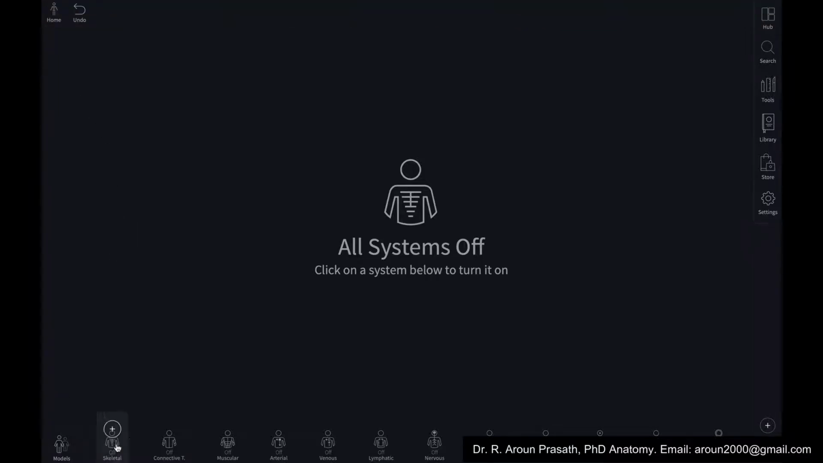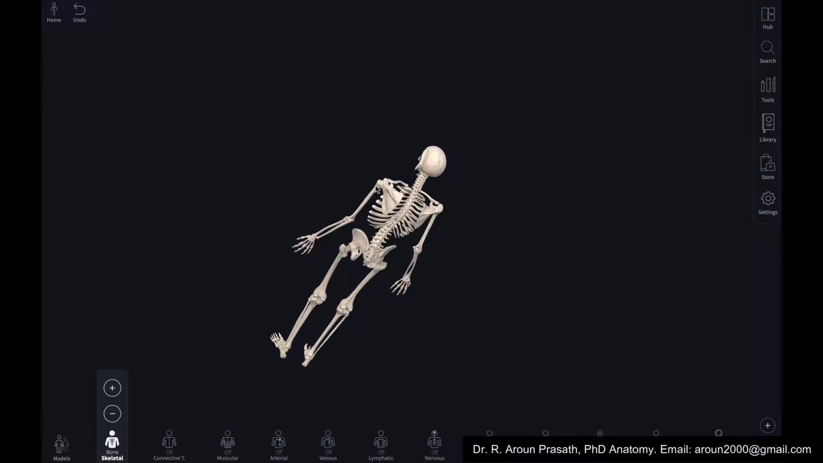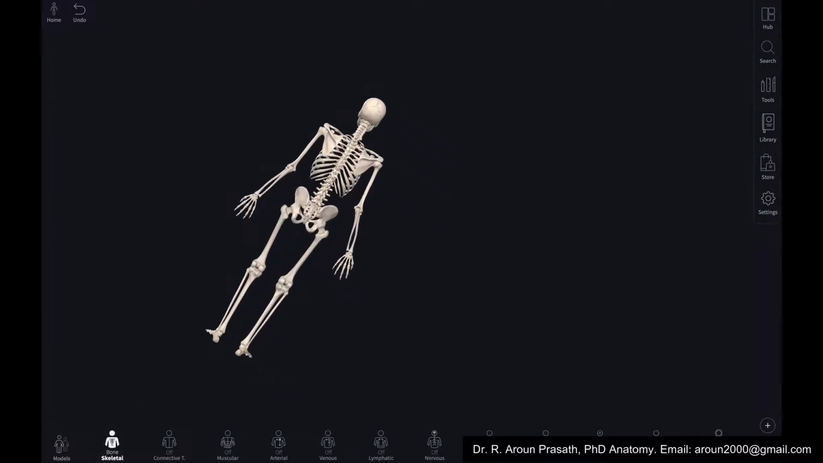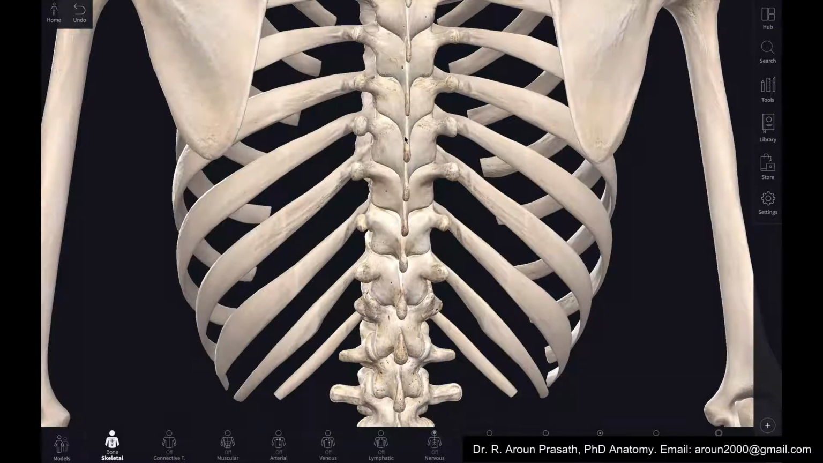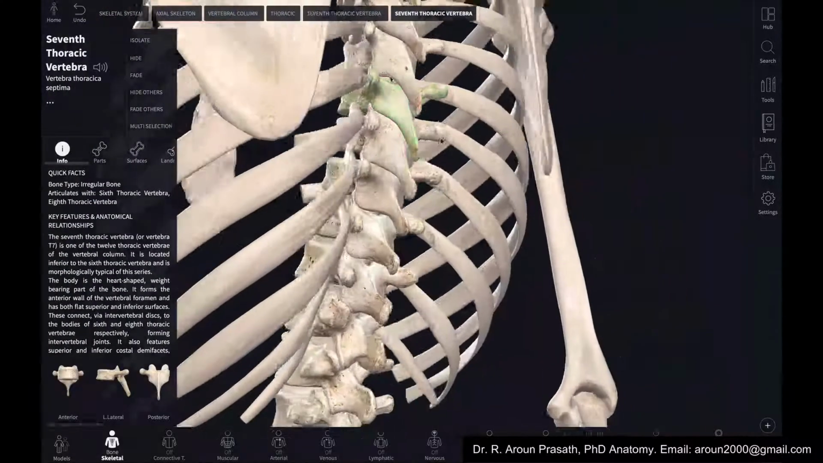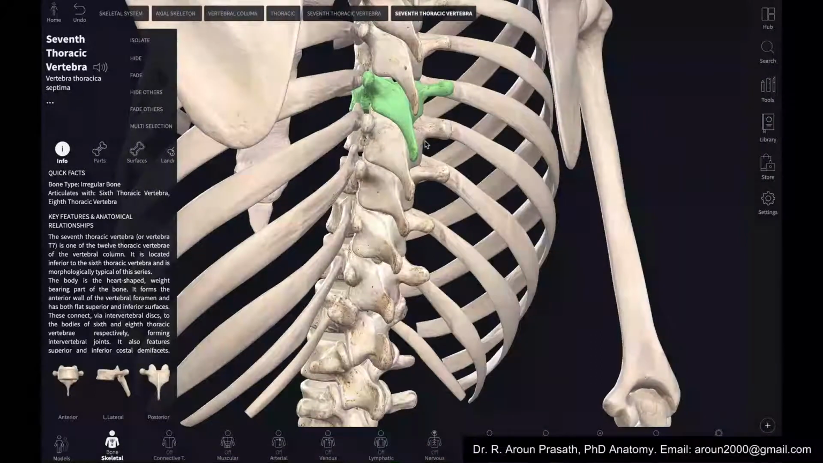And moreover, you still have the facet joints in the knee. You have the facet joints in the spinal column. So these facet joints we will discuss separately in the clinical cases.